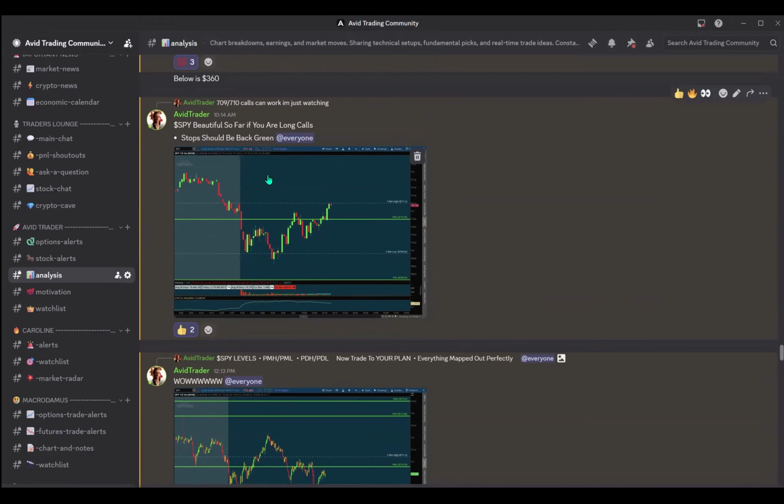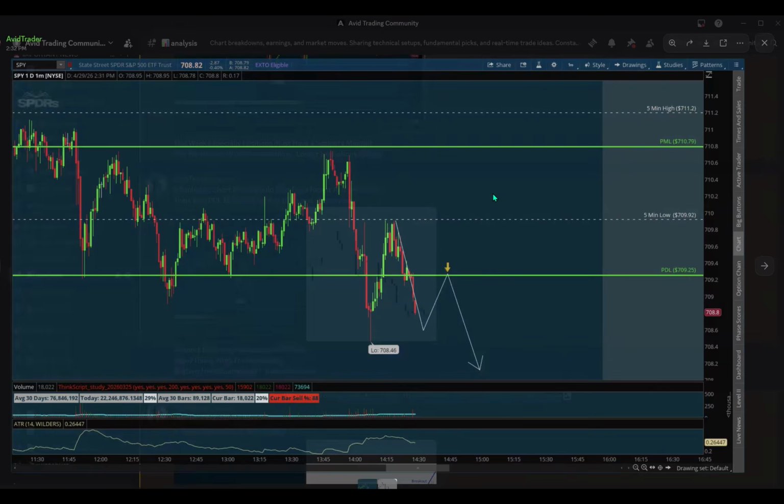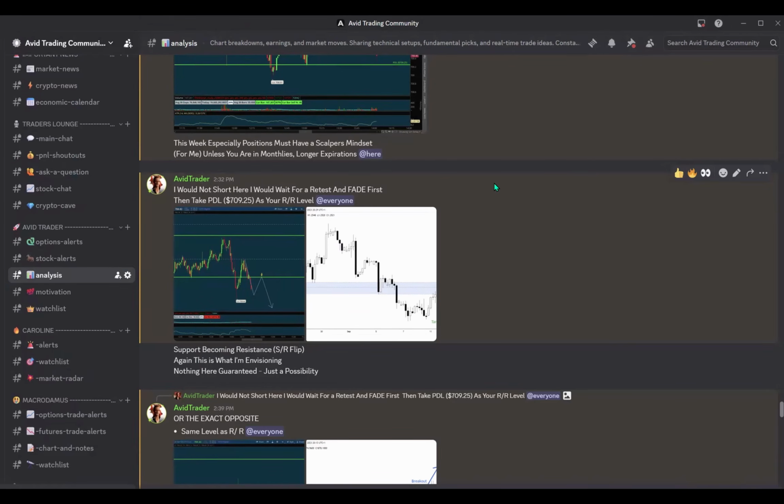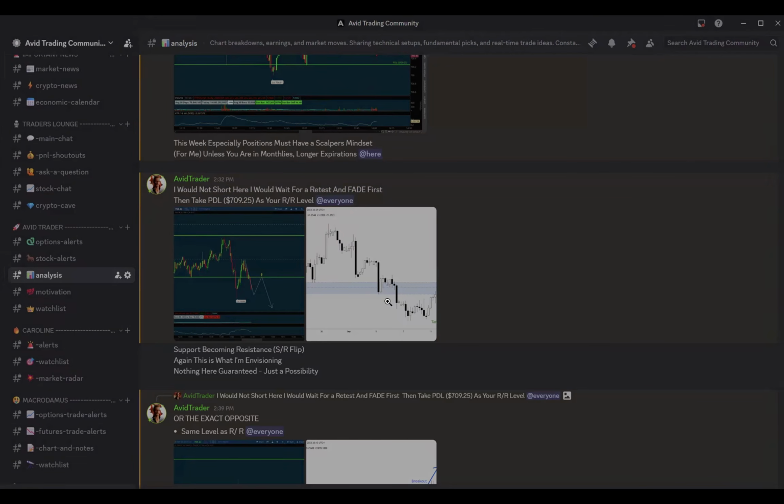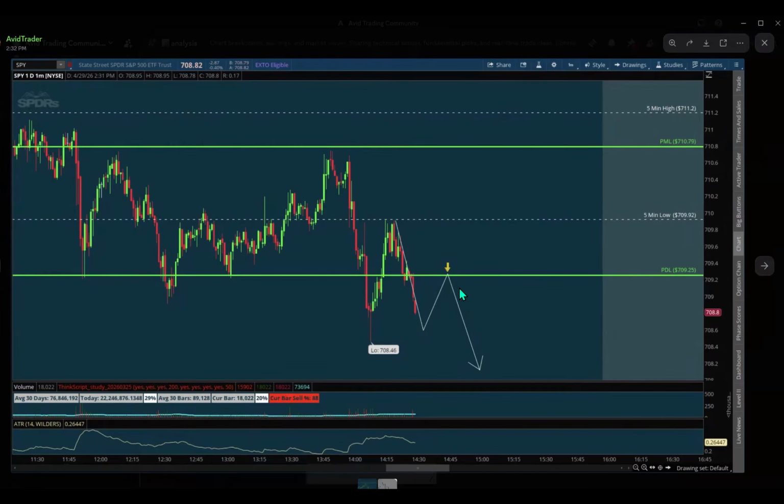Okay, so as we could tell, we're going lower and lower and lower. Now we give out our first scenario here. We did not take this level, but I said I would not short here. I would wait for a retest and fade, then take the previous day low as your risk to reward, which is RR level. As you could see here, we would not want to short as the market's coming lower. We don't want to buy puts here. Everyone looks to do that.